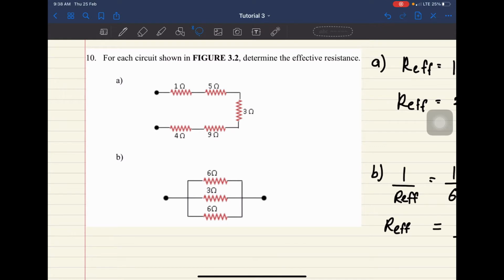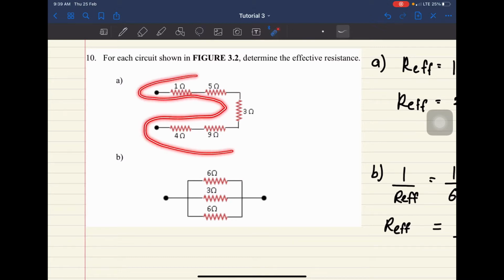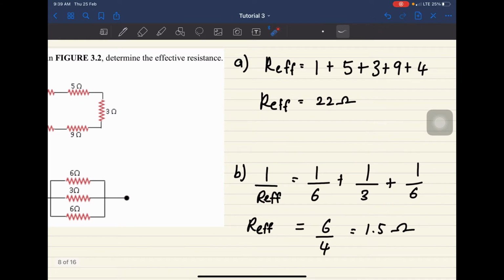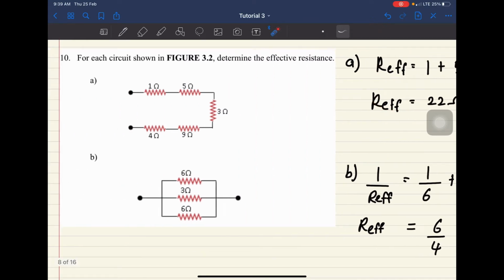So for this video, we will discuss how to calculate the resistance in series and parallel. Okay, so we're going to start with the simplest question, which is question number 10. Here you can see clearly that these resistors are in series. So to solve that one, you can simply do R1 plus R2 plus R3, this one the 5 k, plus R4 and R5, so you get 22. That one is simple, no problem.